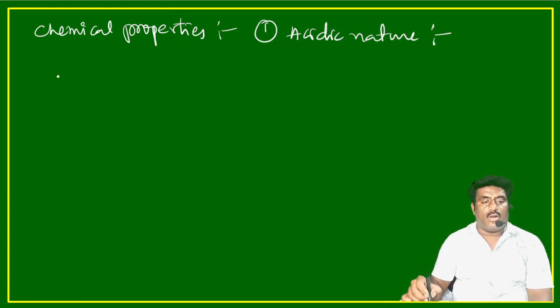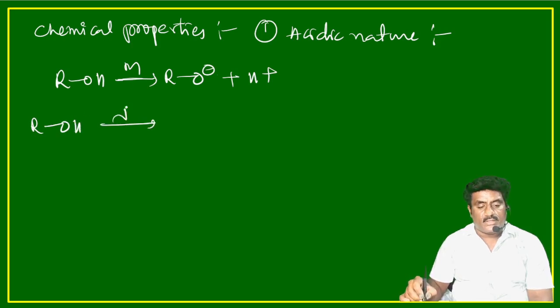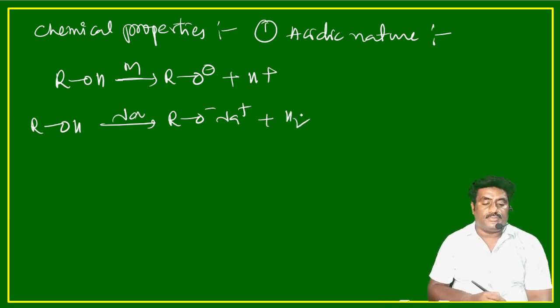Acidic nature. Alcohol in the presence of metals forms a what? Alkoxide ion, a metal alkoxide, producing H plus. For example, I am taking alcohol with sodium to form sodium alkoxide, producing H2. H2 is a weak acid.